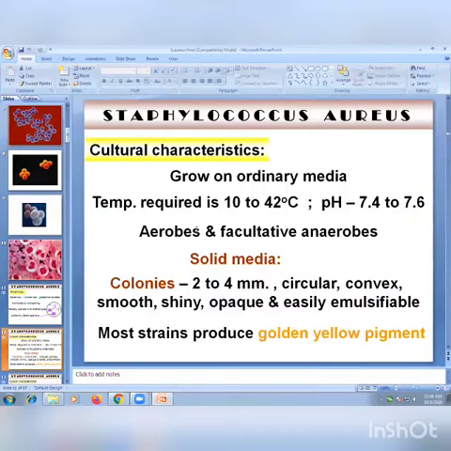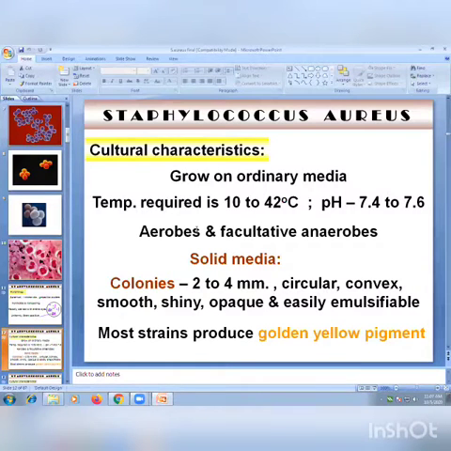Now the cultural characteristics. They grow on ordinary media. These are simple organisms, non-fastidious in nature. That's why they grow on any ordinary media, like simple media, nutrient agar. The temperature required is near about 10 to 42 degrees centigrade, and the pH is 7.4 to 7.6.